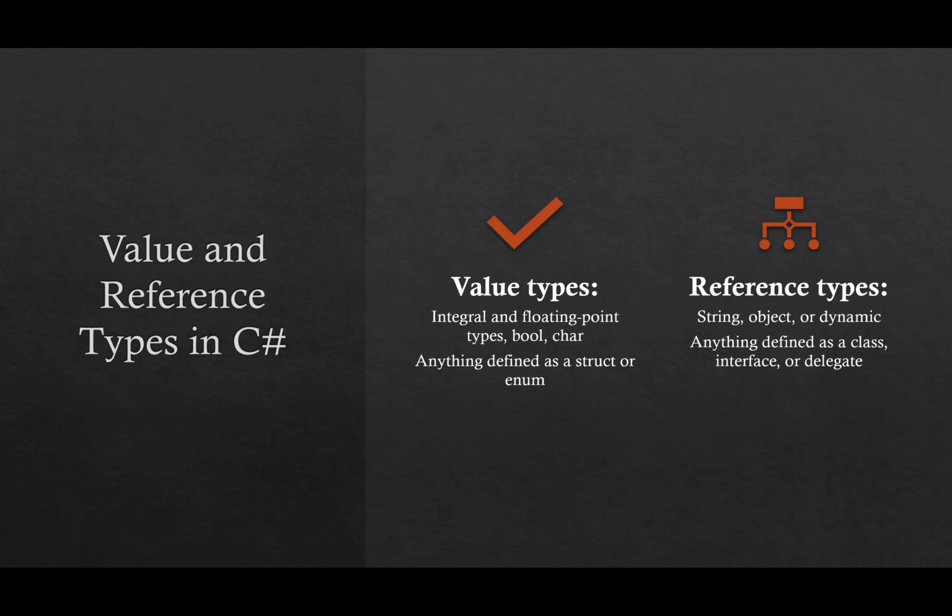Reference types are the built-in types like string, anything that's referred to using the object keyword or the dynamic keyword, and any user-defined type that you define as a class, interface, or a delegate. Those are all considered reference types in C#.